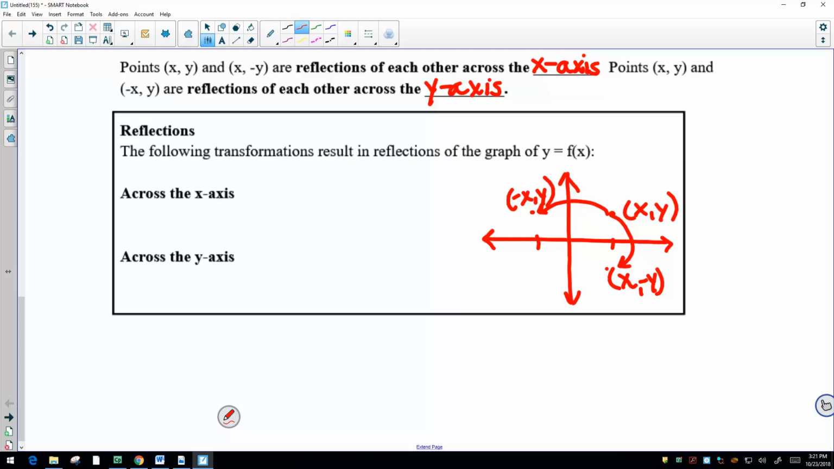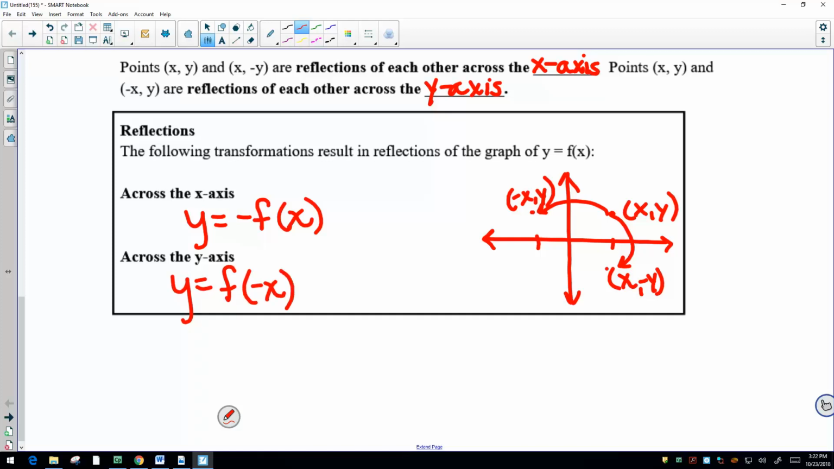Okay, so what does it look like as far as function notation? Well, if we're going across the x-axis, it looks like positive y went to negative y. In order to show that in notation, think negative y value, that's like negating the entire function. So it would be like distributing a negative across the entire function. Versus if we go across the y-axis, the only thing that's changing is our x-coordinate. So in function notation, anywhere I see an x, now we're going to make it a negative x.